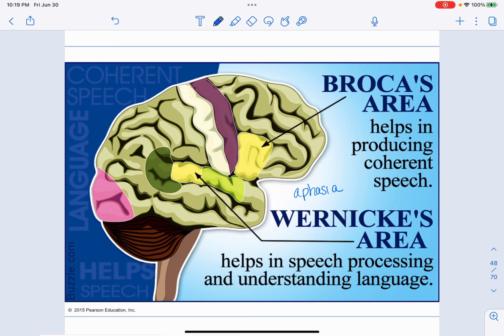The last part of this lecture we will talk about the cranial nerves. They are peripheral nerves. They are coming off of different areas of the brain.